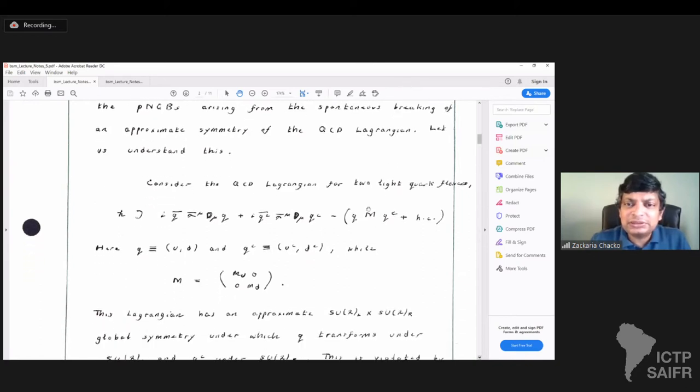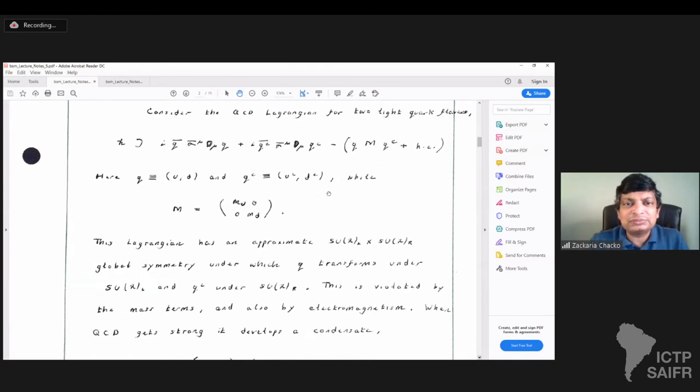So here's the QCD Lagrangian for two light quark flavors. You have the gauge covariant kinetic term, and this gauge covariant is really EM because at low energies, that's all you have. And then you have this mass term for the light quarks. Here Q is both U and D, and Q^c is U^c and D^c. And this M is a mass matrix, which contains the up quark mass and the down quark mass. Just some shorthand notation for the Lagrangian with the two light quarks.